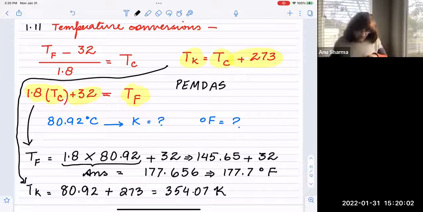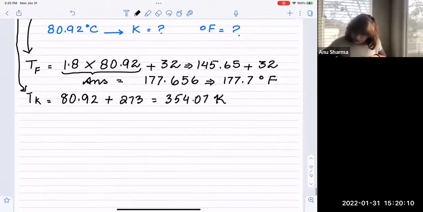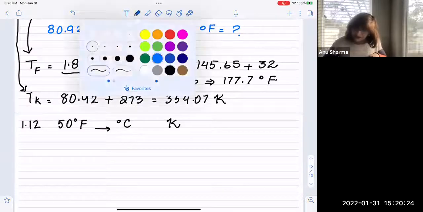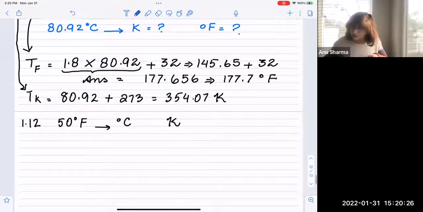Next is conversion from Fahrenheit to Celsius. You can just apply the formula. Let's finish it off, 1.12. Here you're given 50 degrees Fahrenheit, converted to Celsius and then to Kelvin. There's no direct conversion of Fahrenheit to Kelvin, so you have to go through this route.